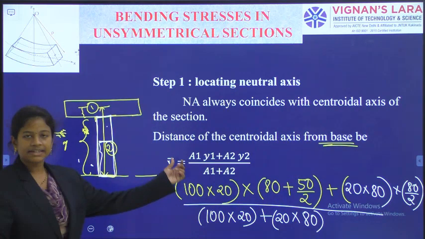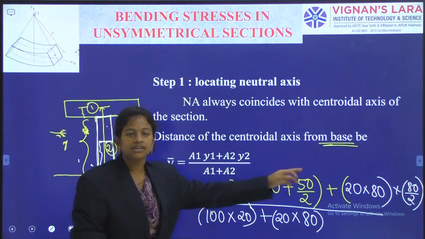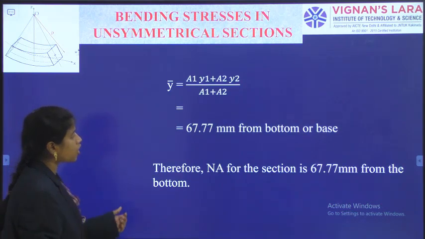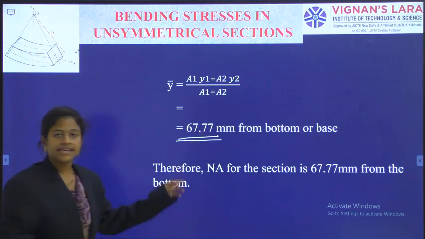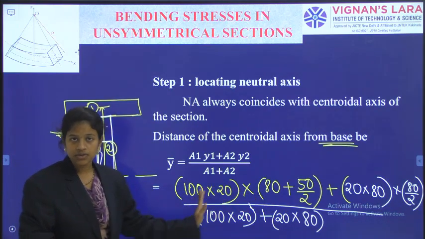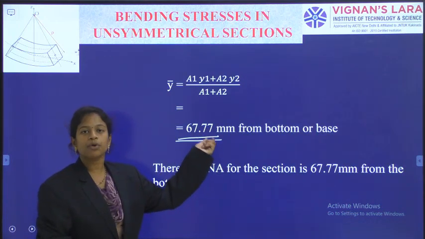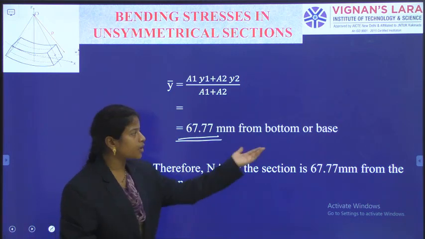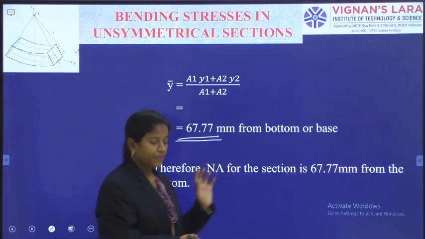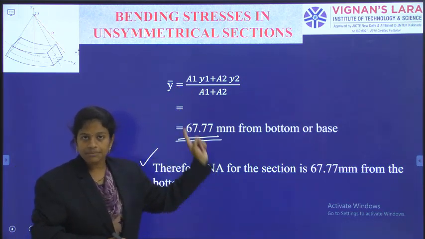In this way I am calculating y bar, the centroidal location of the T section from the baseline. Now the value I have got is 67.77 mm, by simply calculating this expression. So I have got the measurement as 67.77 mm from the bottom or base, whatever word you use is okay. The position indication is important. Y bar, it is okay.